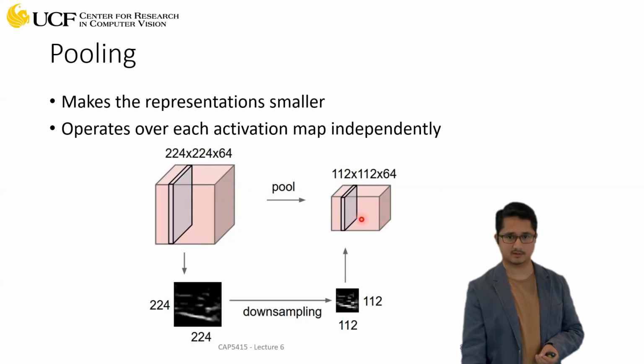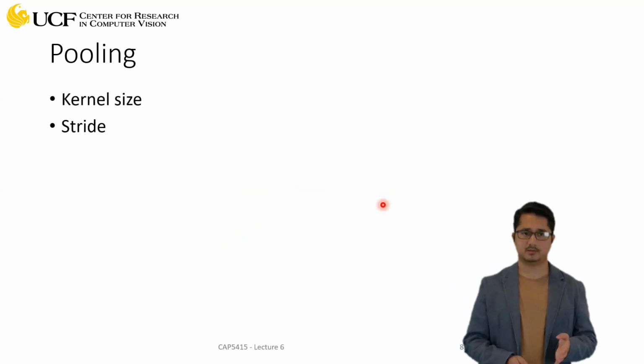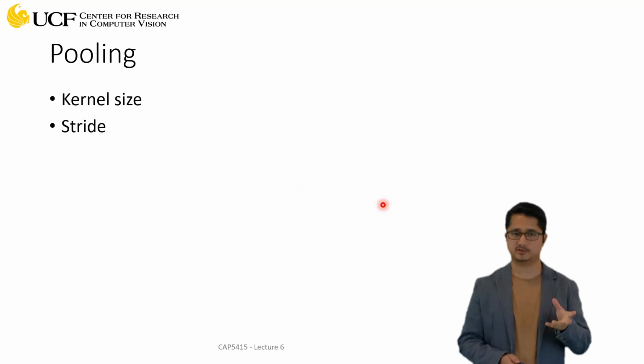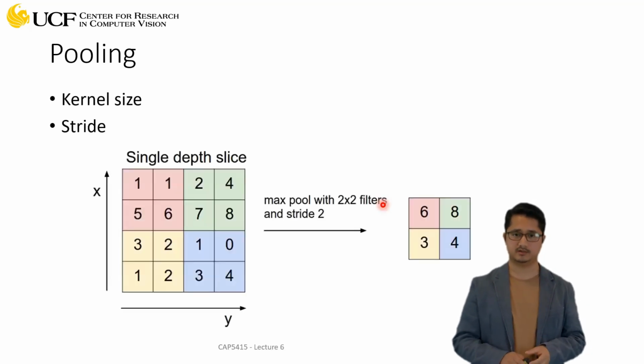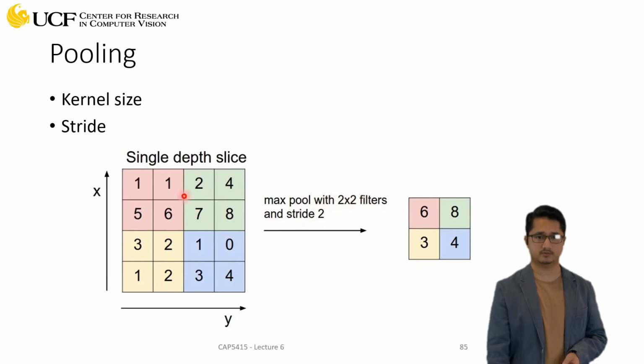Then you can see that the output depth is not changing. It's still 64. But the resolution, the X and Y axis, is reduced to 112, 112. So two hyperparameters: kernel size and stride. Of course, it's hypothetical because we don't have any kernel here. We don't need any kernel. So this is again a simple example, a 2x2 filter and a stride of 2. If this is max pooling, you will just pick these maximum values: 6 in this case, 8 in this case, 3 in this case, and 4 in this case.